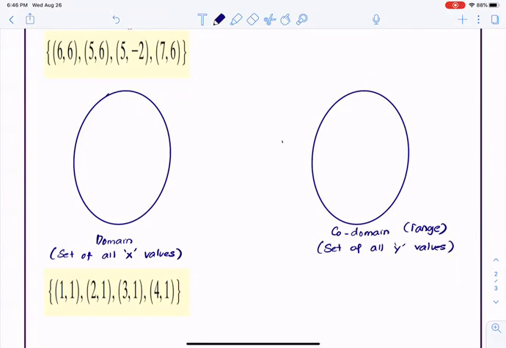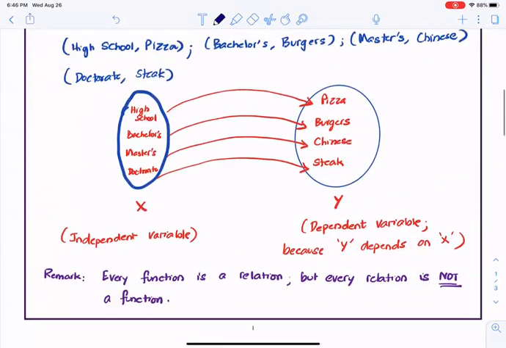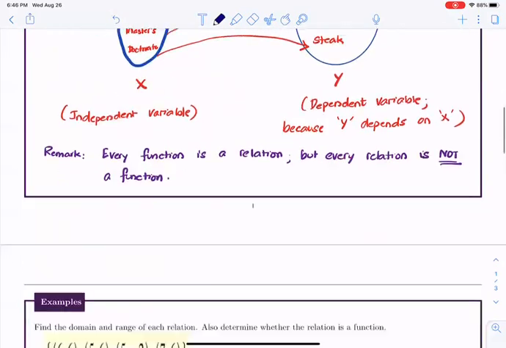So if we go back to our type of food and level of education problem, every single value that we have for the type of food would be the y values, so that would form the range, and the level of education would be the set of all x values, so that would be the domain. So the domain is the set of all x values, and the range would be the set of all y values.